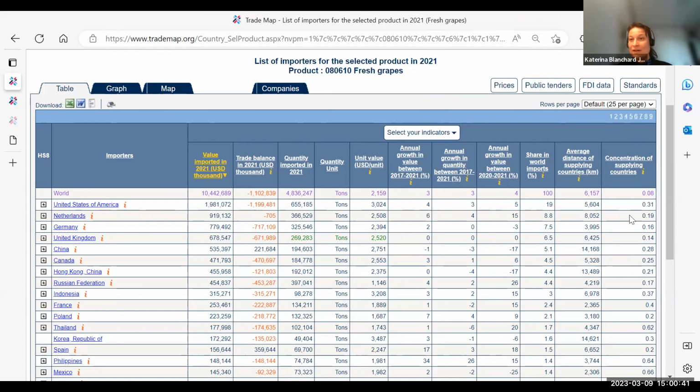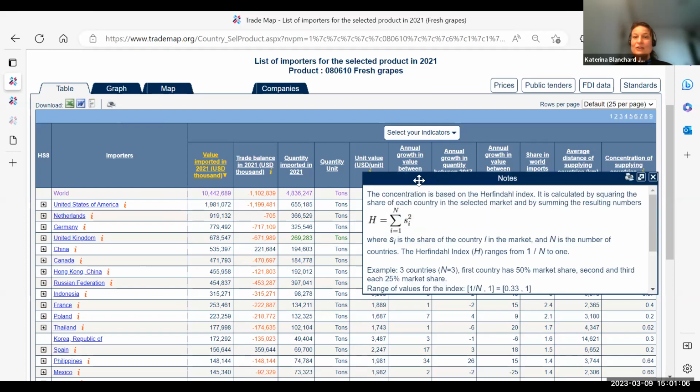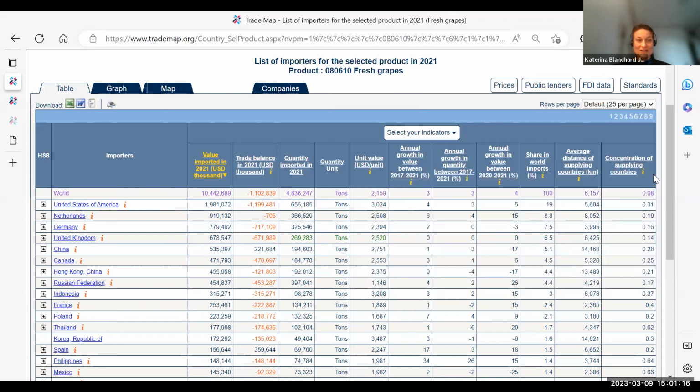If we compare the concentration indicators, we see that the global market is not concentrated, but for example, the US market is very concentrated. So the imports will be dominated by several big importers, or perhaps just one, and the Dutch imports would also be quite concentrated. Again, here you can click on metadata, and here you have the way this indicator is calculated, how the Herfindahl index is calculated. So you receive more guidance here.